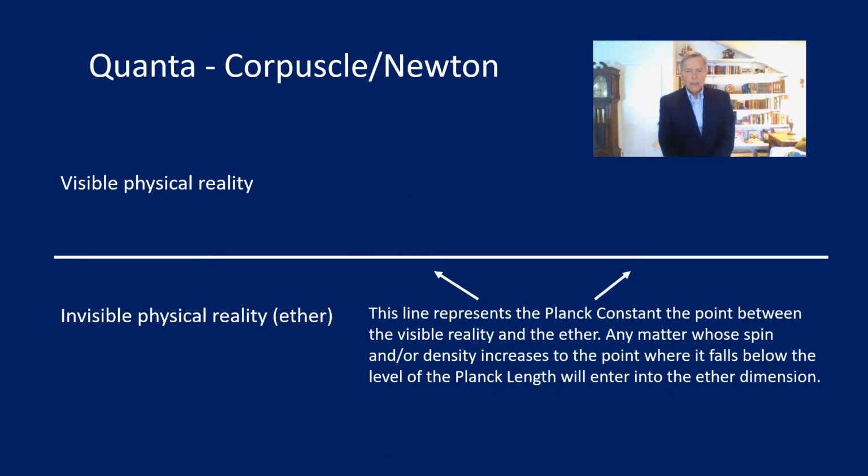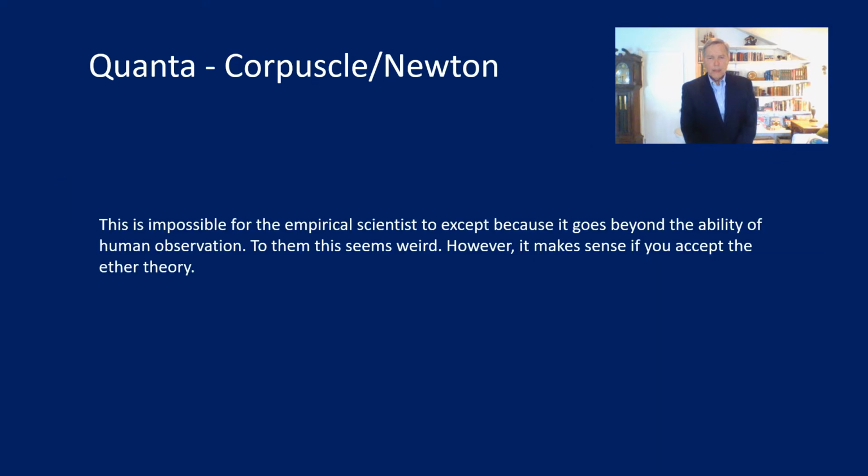This line represents the Planck constant, the point between the visible reality and the ether. Any matter whose spin and/or density increases to the point where it falls below the level of the Planck length will enter into the ether dimension. This is impossible for empirical scientists to accept because it goes beyond the ability of human observation. To them this seems weird. However, it makes sense if you accept the ether theory.